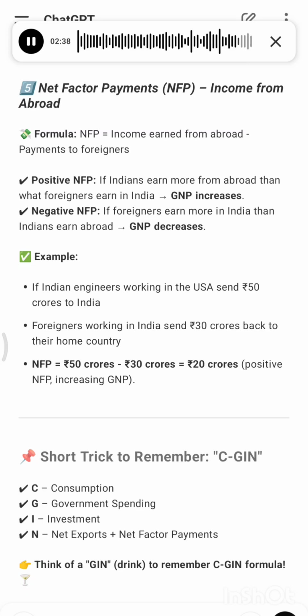Positive NFP, increasing GNP. Short trick to remember: CGIN. C, consumption; G, government spending; I, investment; N, net exports, plus net factor payments. Think of a gin to remember the CGIN formula.